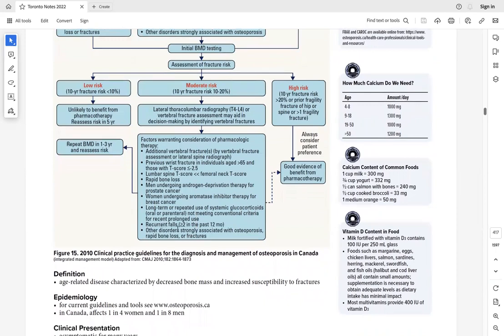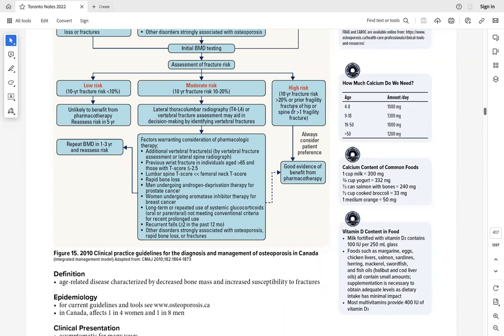Then after that, recurrent falls, more than 2 falls in the past 12 months. Similarly, disorders strongly associated with osteoporosis, rapid bone loss, or fractures. What will we do? We will repeat the scan after 1 to 3 years, and we will also start the patient on pharmacotherapy.